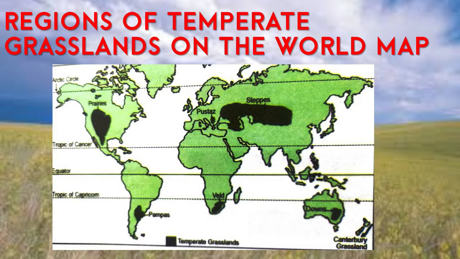And finally we have Australia, where we call it downs grasslands. Temperate grasslands are called downs here, right? So you'll be marking it in the Australia. Just close to the Australia we have a New Zealand island country, and here we have a Canterbury grasslands that you have to mark in the New Zealand. So these are the temperate grassland, and you will be locating it on the world map with the light green shade.